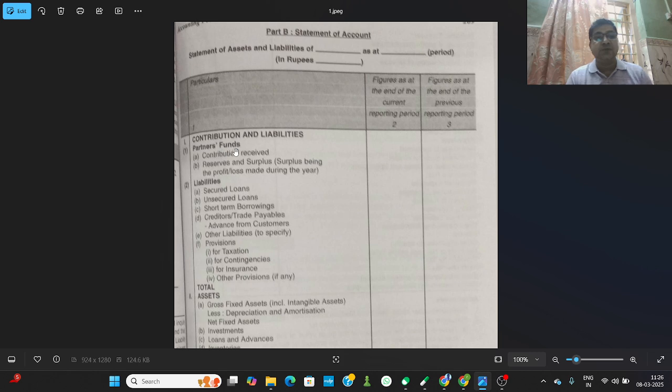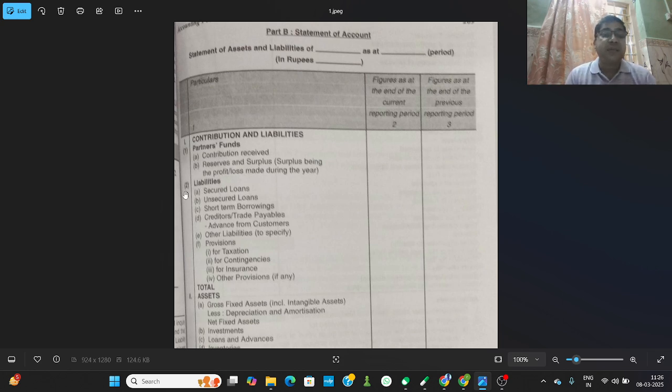Now, partners' fund means partners have contributed a certain amount of capital. It is called contribution. Whatever contribution is received from partners, we have to mention. Reserves and surplus, if there are any, come from the profits or surplus or profit or loss during the year, which we have to mention. You know that on the liability side we mention the profit, and here losses also we have to mention because it is a vertical form.